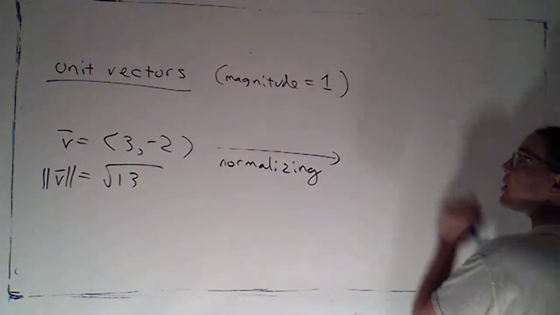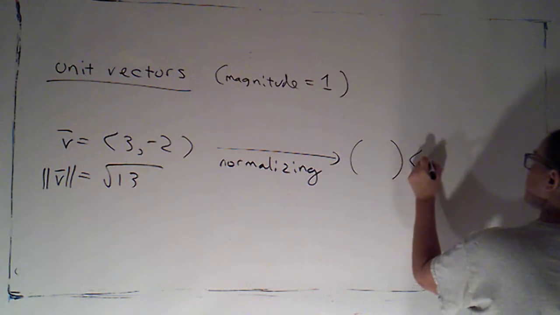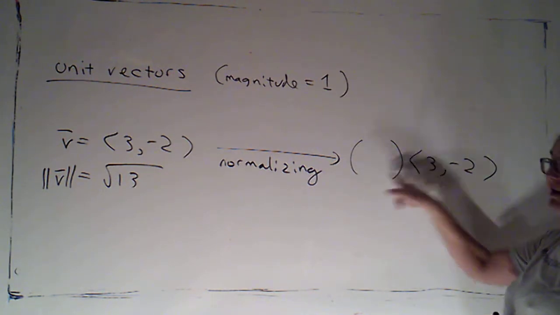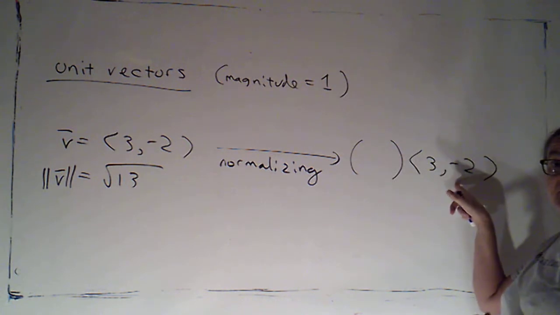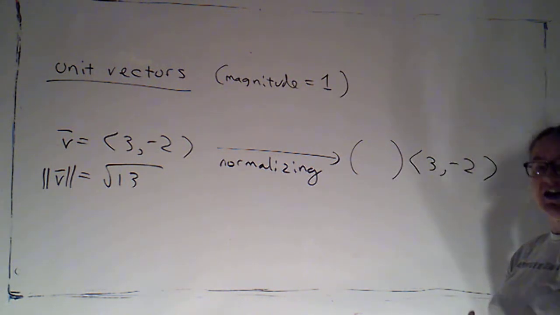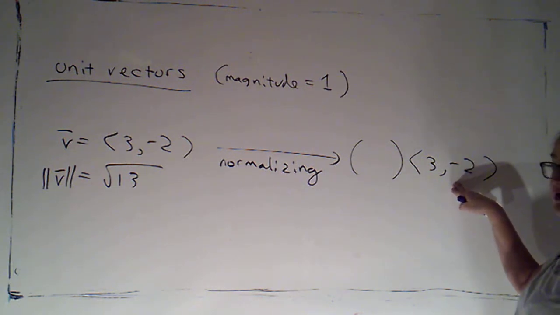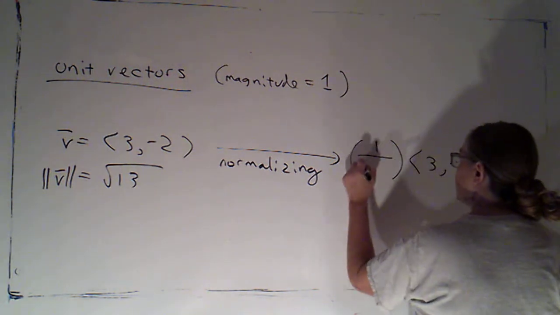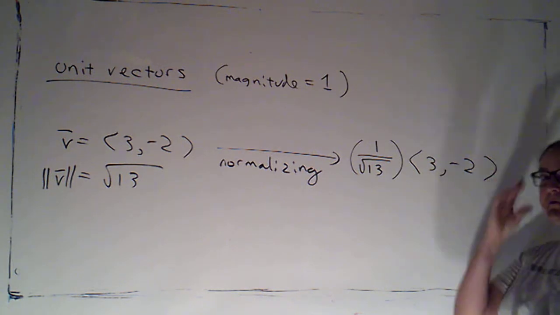Okay. So when I do that, what I'm going to do is, to preserve the direction, I'm going to just take a multiple of this vector. A positive multiple of this vector will preserve the direction but change the magnitude. And if right now the magnitude is root 13, I'm thinking what I want to multiply by is the reciprocal of root 13.